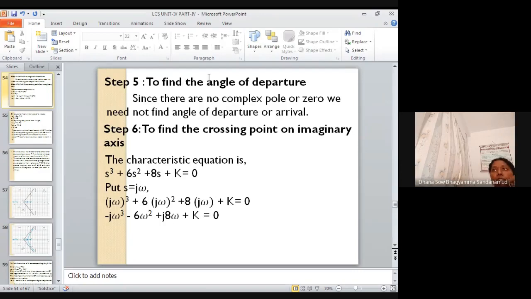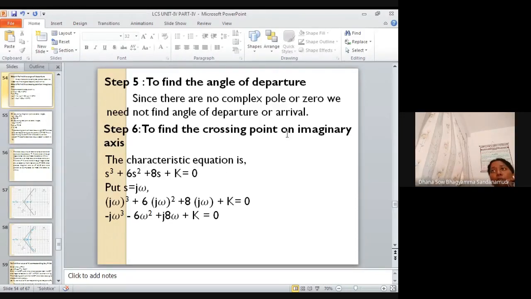Now we have to find the angles of departure. There are no complex poles here. All poles are real poles, and complex zeros are not there to determine angles of arrival. Since there are no complex poles or zeros, there is no need to determine any angle of departure or angle of arrival. If zeros are there, we have to determine the angle of arrival. If poles are there, we have to determine the angle of departure. So no need to determine.